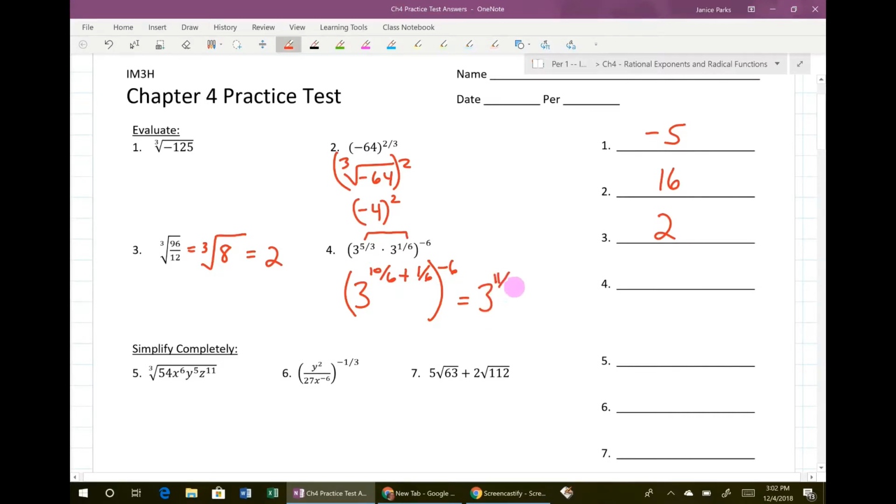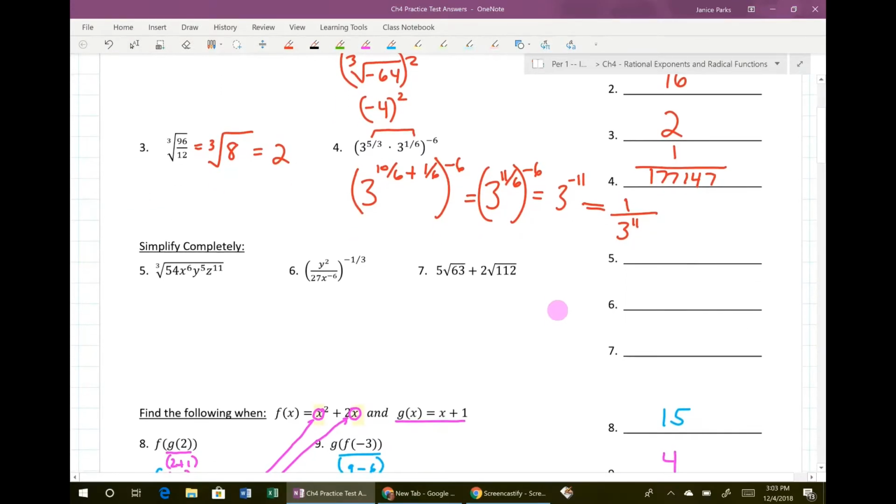to the 11/6 times negative 6, which is 3 to the negative 11, which is equal to 1 over 3 to the 11th, which is 1 over whatever 3 to the 11th is. Let me put that on my calculator. 3 to the 11th is 177,147. Make sure your fraction bar is long enough to cover all those numbers.